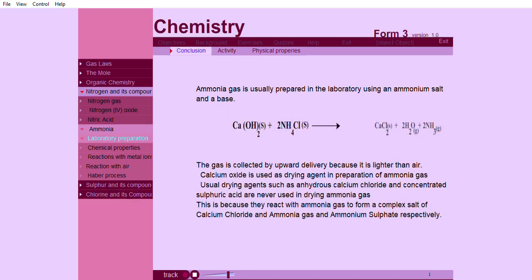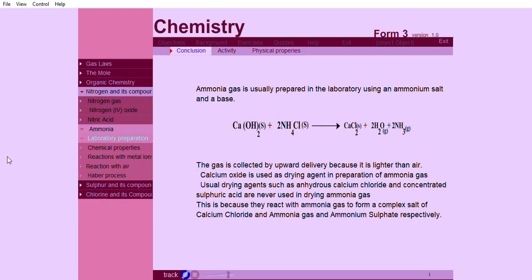Ammonia gas is usually prepared in the laboratory using an ammonium salt and a base. The gas is collected by upward delivery because it is lighter than air. Calcium oxide is used as a drying agent in preparation of ammonia gas.